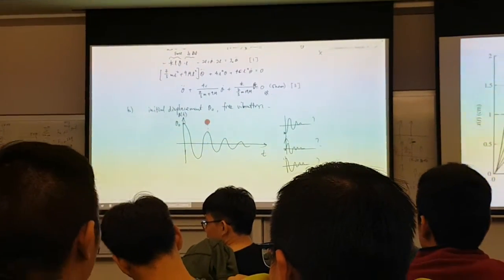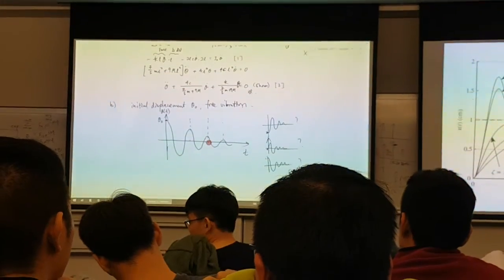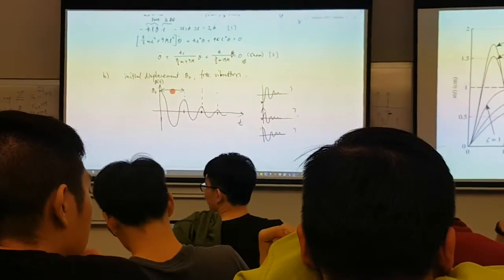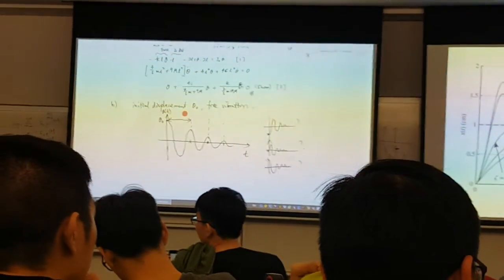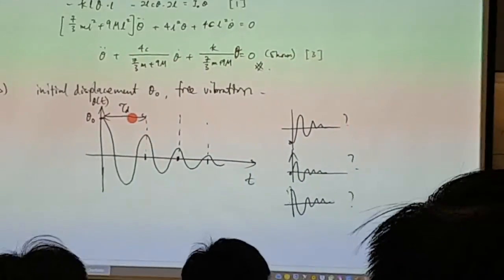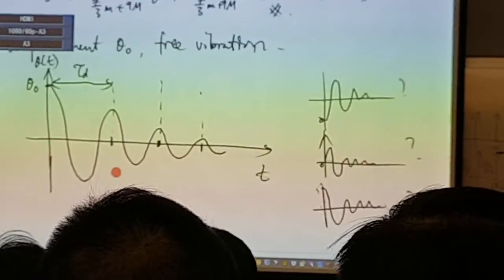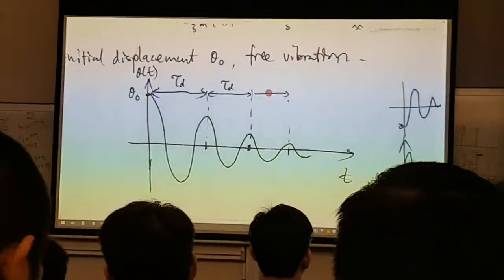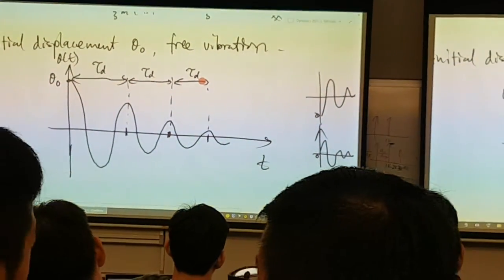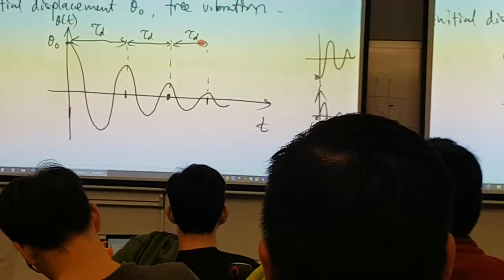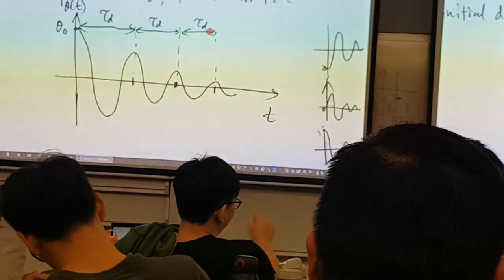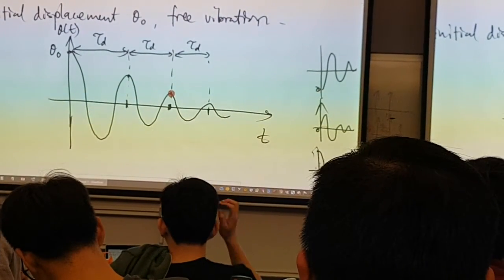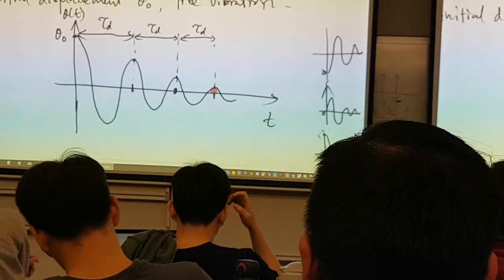What you need to know is that at all these time points over here, this is not distance, this is time, is tau d. And all these are equal to each other, tau d. So it says 3 complete oscillations. You count from here: there's 1 oscillation, there's 2 oscillations, there's your 3rd oscillation.